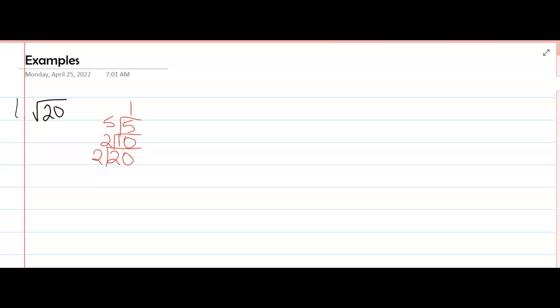Now we're going to go back. You're going to circle pairs. So I do have a pair of 2's. The 5 does not have a pair. So for your answer, you're going to write your radical.